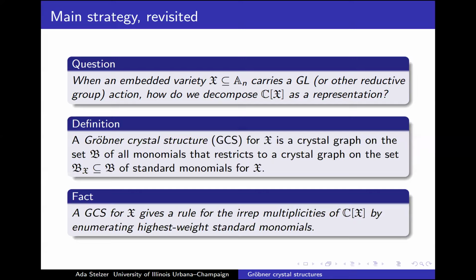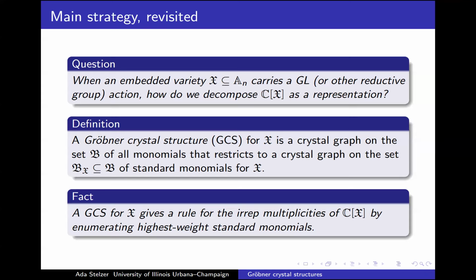And if we have a Gröbner crystal structure, then by definition and by the whole theory of crystal graphs, we will immediately have a rule for the irreducible representation multiplicities in the coordinate ring, which will be something of the form: the irreducible representation multiplicity is the number of highest weight standard monomials of whatever weight you care about.